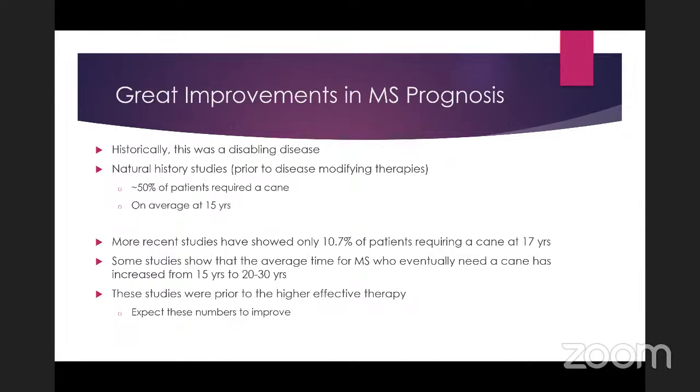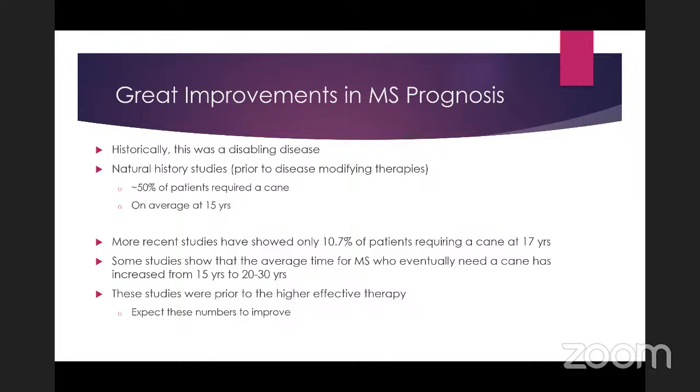And so there have been great improvements made in MS and MS prognosis. This used to be seen as a very disabling disease for most people, but now it's really different. That's what's exciting about MS. Before we had DMTs, or I'm sorry, MS medications, about 50% of patients required a cane, typically around 15 years after diagnosis, which is a pretty big deal because if you're being diagnosed in your 30s, that puts you at 45. And so that's pretty life altering.